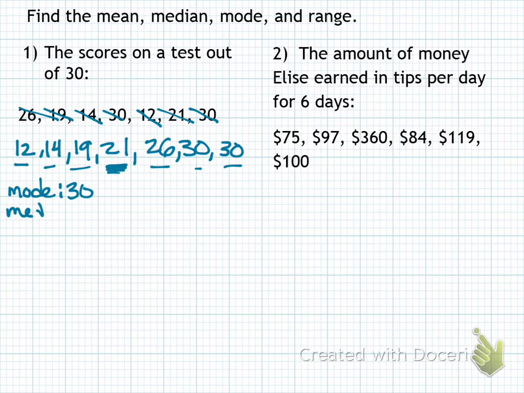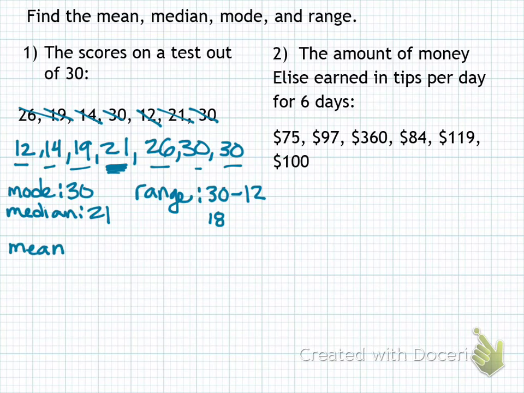So that is the median. And then for the range, I'm going to take the largest value, which is 30, and subtract 12. That gives me 18. Then for the mean, I need to find the average, so I'm going to add up all these terms. When I do that, I get 152, and I'm dividing by the number of terms that there are, which again is 7. 152 divided by 7 gives me about 21.7, so that's going to be the mean for number 1.